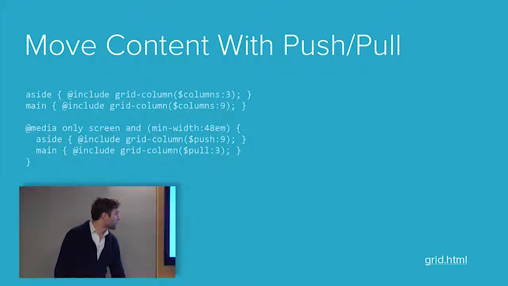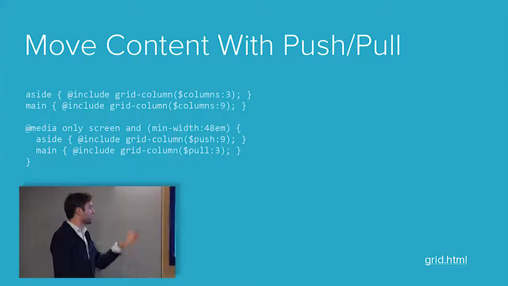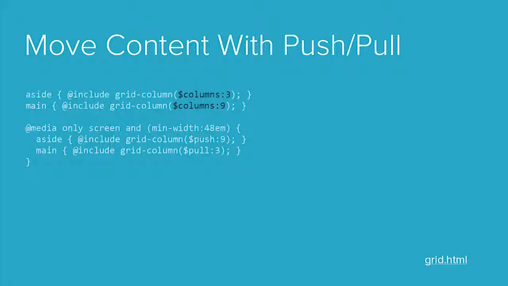The way that we do that, so we have our side and our main. The side has 3 columns, main has 9. So the side is going to appear before the main content. But maybe on bigger screens, we want to shift that around. So we can define a media query at a certain point where we want these to shift. We can push the sidebar over by 9 columns and then pull the main content back. So it'll just flip-flop.